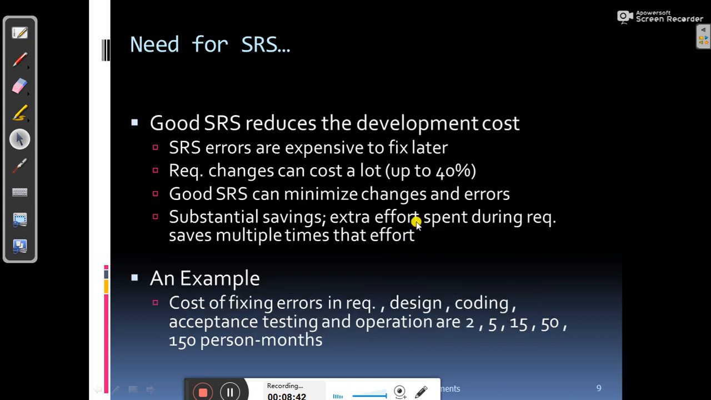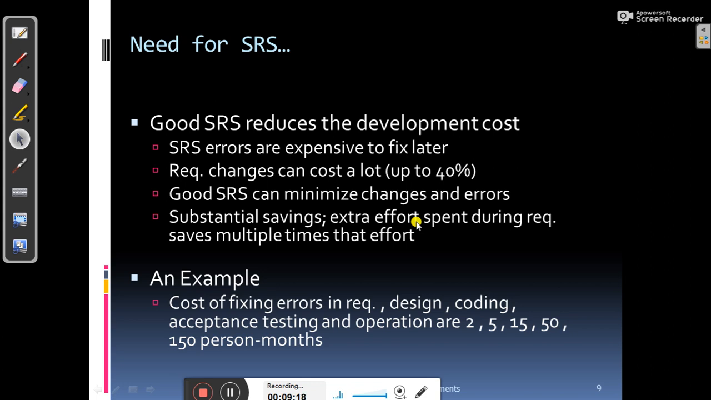So good SRS reduces the development cost. Obviously, it will give you a clear path. You will not go here and there while developing things. You will go in a clear path. In that way, your cost will stay on a baseline track and you will not incur any other losses. So it will help reduce the development costs. Okay. SRS errors are expensive to fix later.